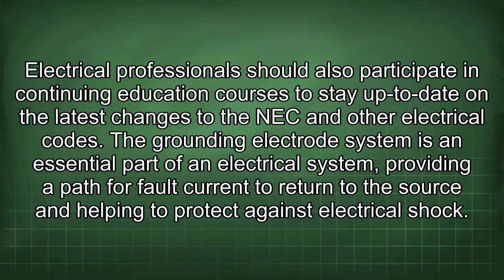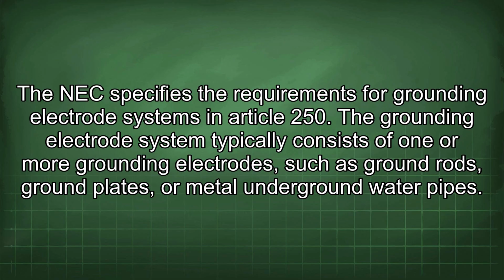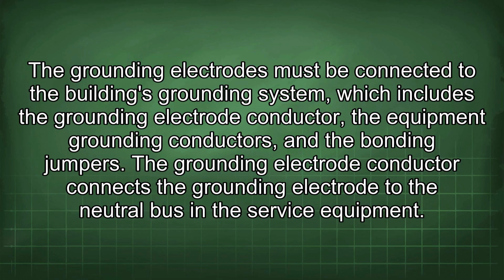The grounding electrode system is an essential part of an electrical system, providing a path for fault current to return to the source and helping to protect against electrical shock. The NEC specifies the requirements for grounding electrode systems in Article 250. The grounding electrode system typically consists of one or more grounding electrodes, such as ground rods, ground plates, or metal underground water pipes. The grounding electrodes must be connected to the building's grounding system, which includes the grounding electrode conductor, the equipment grounding conductors, and the bonding jumpers.